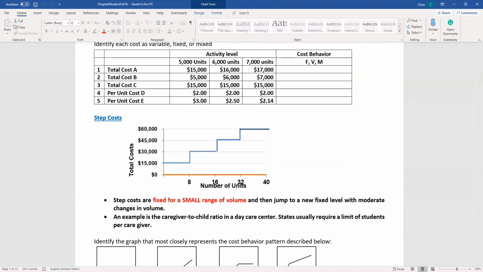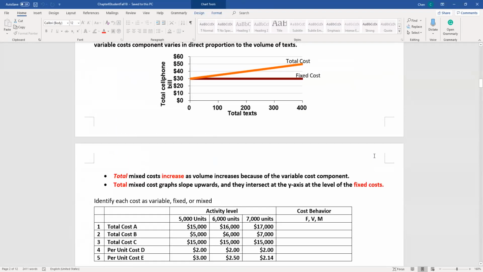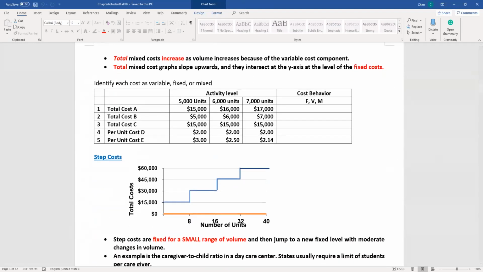Okay, now let's look at this example. You should be able to identify the cost behavior through these examples. So these are activity levels: 5,000 units, 6,000 units, and 7,000 units, and these are the total costs.